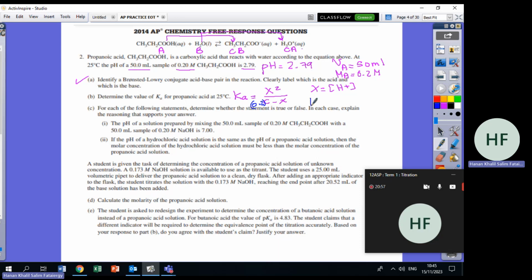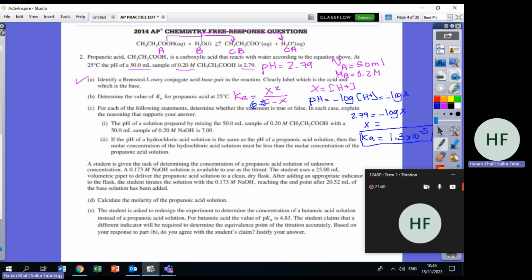How can I find X? From the pH. pH is equal to minus log H plus, which is minus log X. If the pH is 2.79, this is equal to minus log X, and then X is equal to... okay, you find X and then you replace it here in the Ka value, and I think the answer will be Ka is equal to 1.3 times 10 to the minus 5.